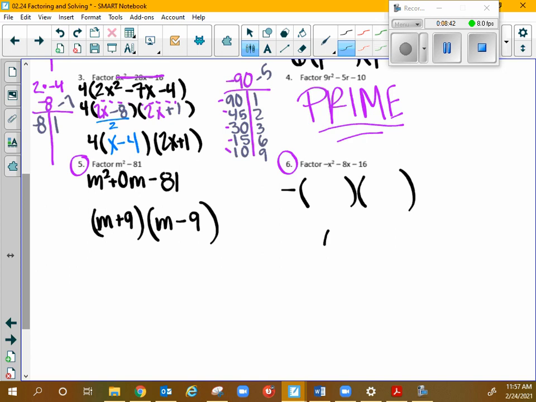Number 6, factor out the negative. Then what are my 2 factors? Negative x plus 4 squared. Not negative. Oh, yeah. X plus 4 and x plus 4. Or negative x plus 4 squared. If you didn't factor out the negative at the beginning, then you ran into some issues. All right? Make sure if A is negative, you've got to take it out.